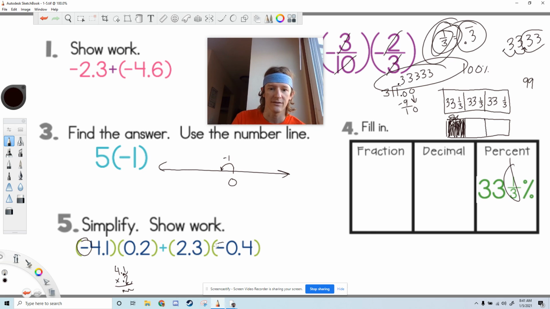Down on this one, we also have another 1 negative, so you're going to have a negative. And again, you're going to have to move your decimal 2 times after you multiply these, and then line up your decimal and add these 2 things together.